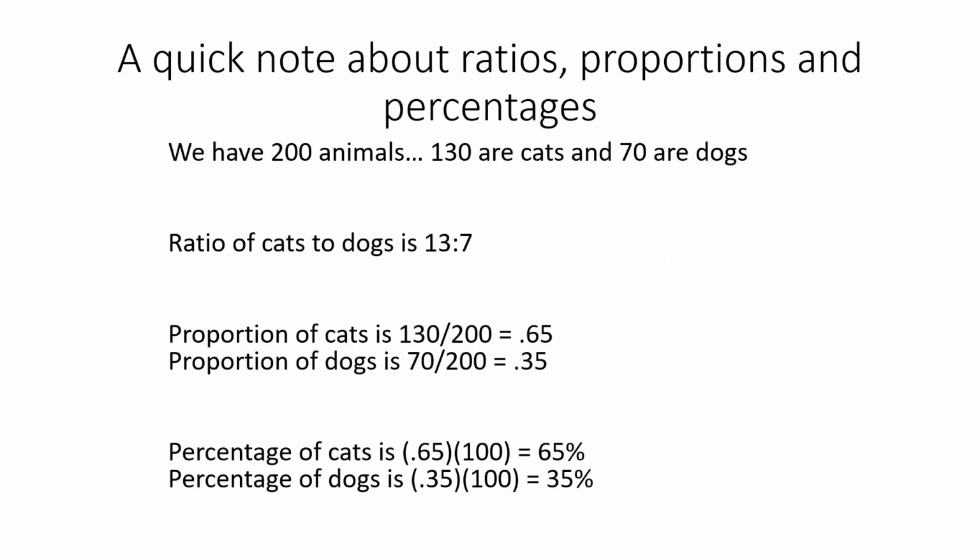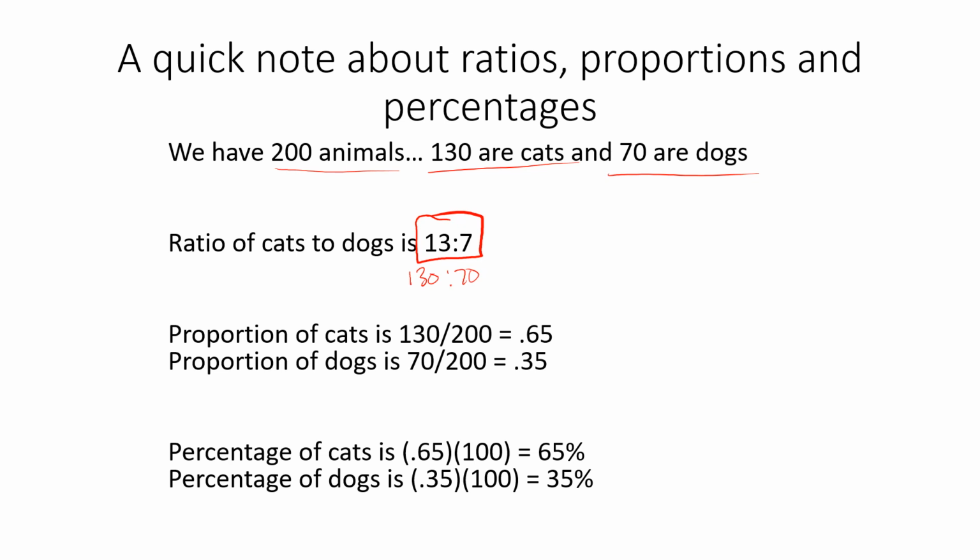Let's just do a quick note about ratios, proportions, and percentages at the end here before we get done. So if we have, let's say, 200 animals and 130 are cats and 70 are dogs. So our ratio of cats to dogs is 13 to 7. It would be technically 130 to 70. Of course, my dogs bark when that starts happening. So we've got 130 to 70. Reduce that down to 13 to 7.